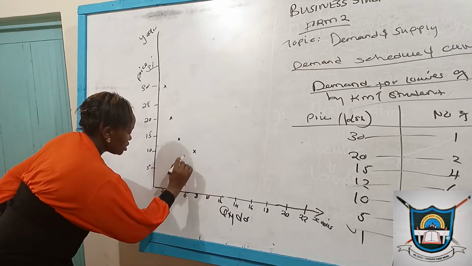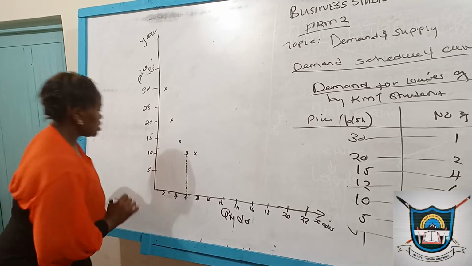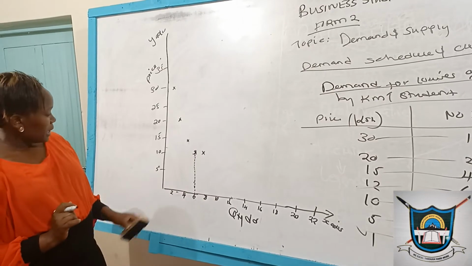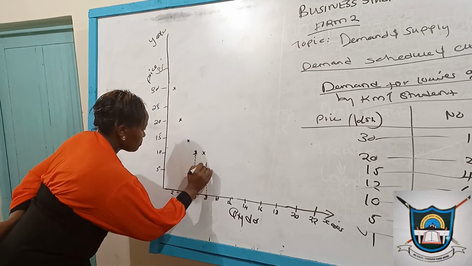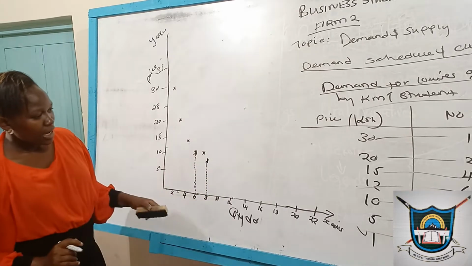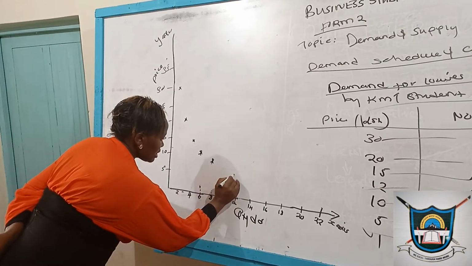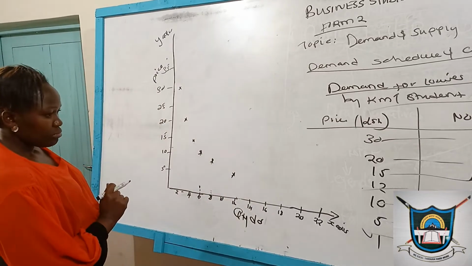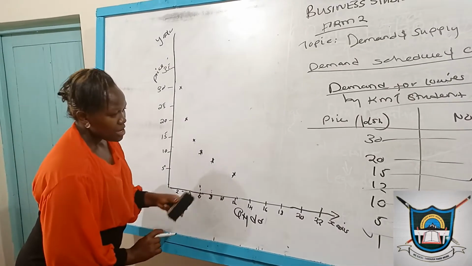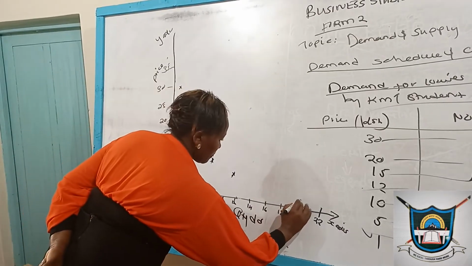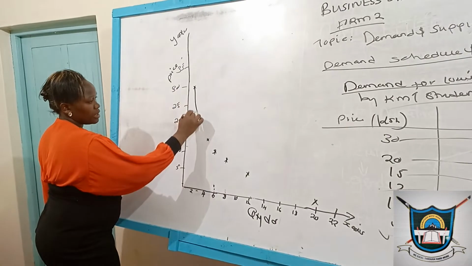You don't make a mistake. At 12, the quantity demanded is 6. Then at the price of 10, the quantity demanded is 8. Then at 5, the quantity demanded is 12. And at price 1, the quantity demanded is 20. Now from here, you join the dots or the plots.